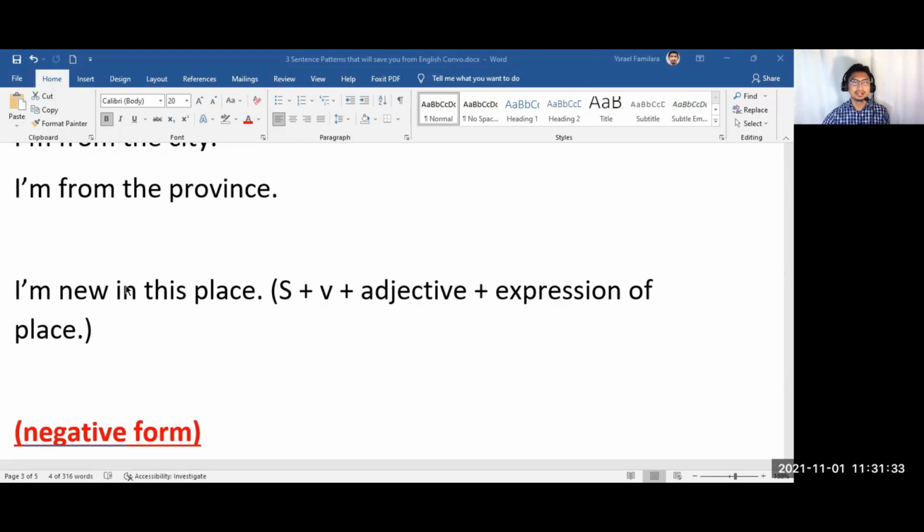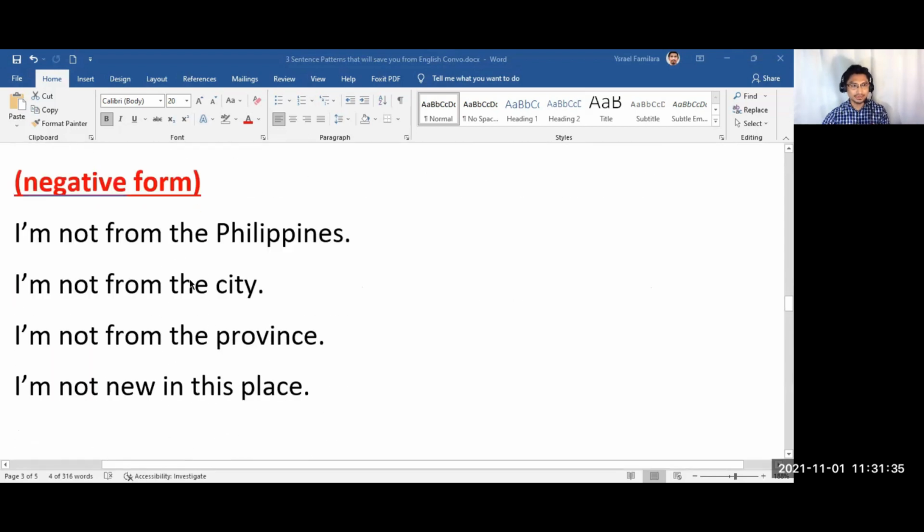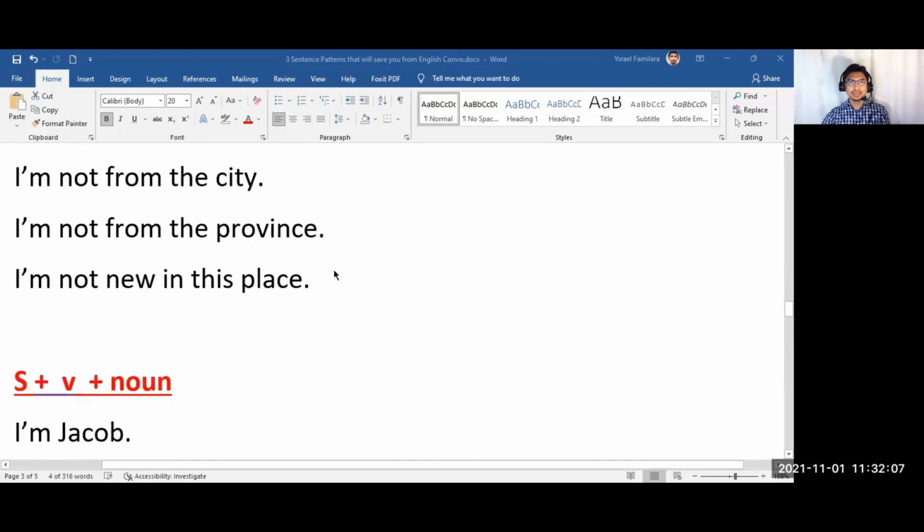preposition. Okay. Like any other patterns earlier, we also have a negative form for it. And it's the same rule. Just put or add not in between the be verb and your expression of place. I'm not from the Philippines. I'm not from the city. I'm not from the province. I'm not new in this place. Okay, mga ka-learners, I hope that is clear with the examples given. I hope mas nagiging confident tayo to engage in an English conversation.